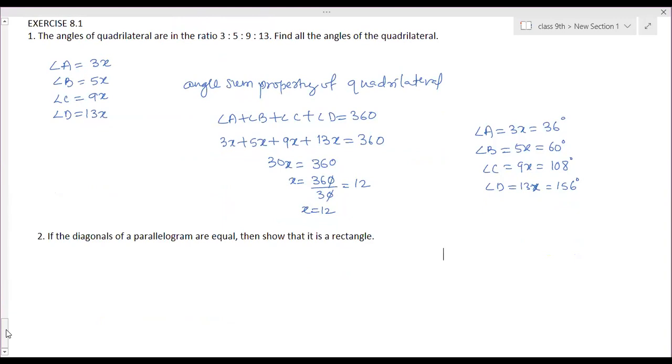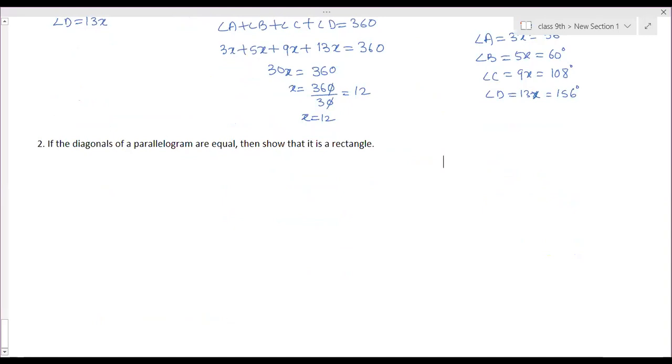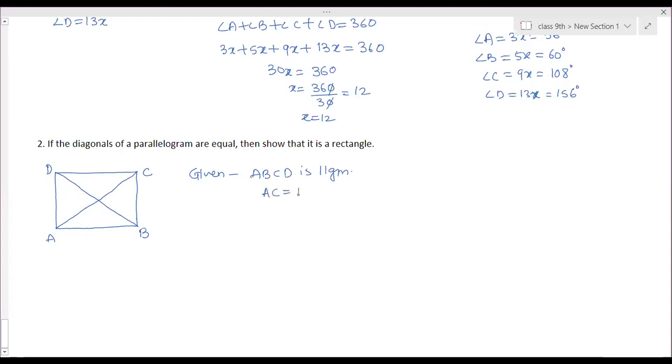If the diagonals of a parallelogram are equal, then show that it is a rectangle. Whatever we have to show, you have to draw the diagram of that. ABCD is a parallelogram they have given, and the diagonals are equal. What is given? ABCD is a parallelogram and diagonal AC is equal to BD. What we have to prove? ABCD is a rectangle. So rectangle means we have to prove any one angle is 90 degrees.